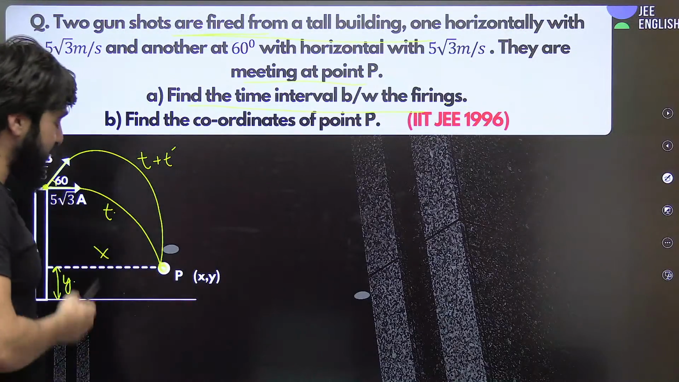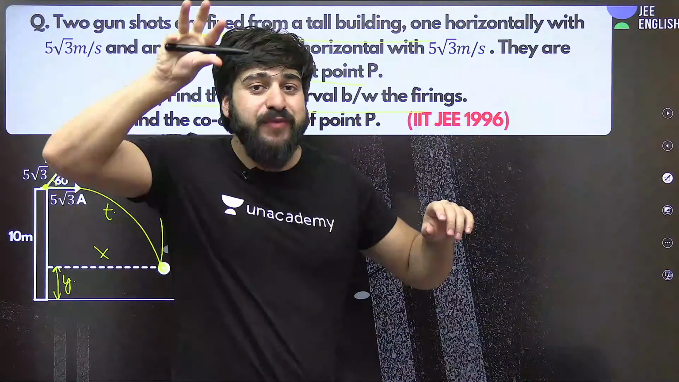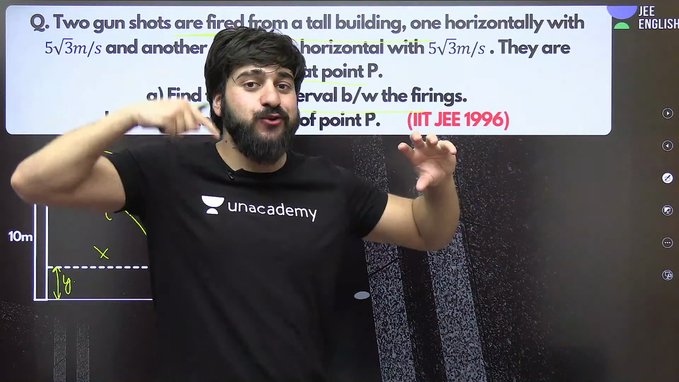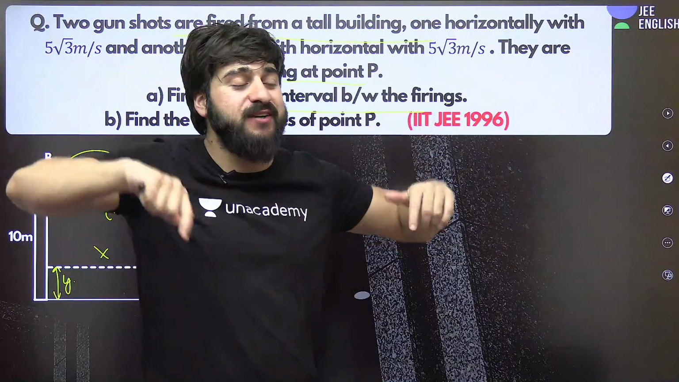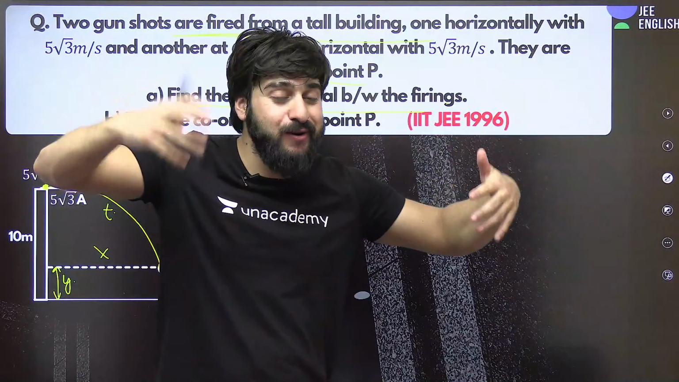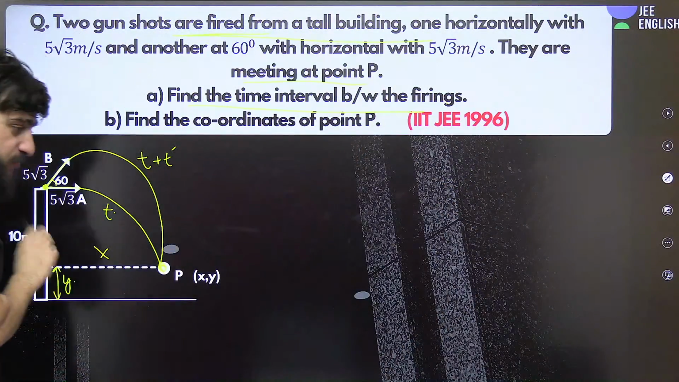What are the coordinates P of x comma y? Over here, you need to basically take two conditions, that is bullet 1 and bullet 2. First you consider the horizontal motion of bullet 1, then the horizontal motion of bullet 2. Then you consider the vertical motion of bullet 1, then the vertical motion of bullet 2. That's what we are supposed to find over here.